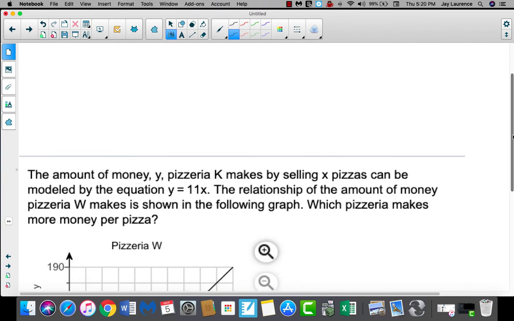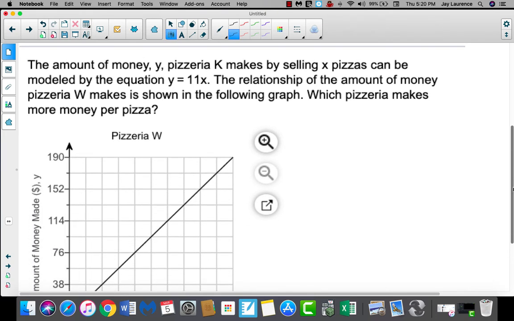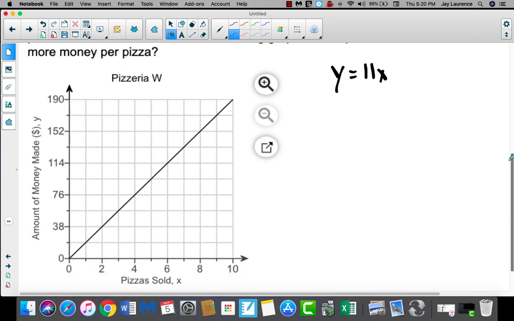It says the amount of money Pizzeria Y makes by selling pizzas can be modeled by the equation y equals 11x. So if they sell 1 pizza, they make $11. 2 pizzas is 22. 3 pizzas is 33. I'm just doing 11 times the number of pizzas. The relationship of the amount of money Pizzeria W makes is shown in the following graph. So let's see. This is Pizzeria Y. This is Pizzeria W. Let's see if we can find the slope.